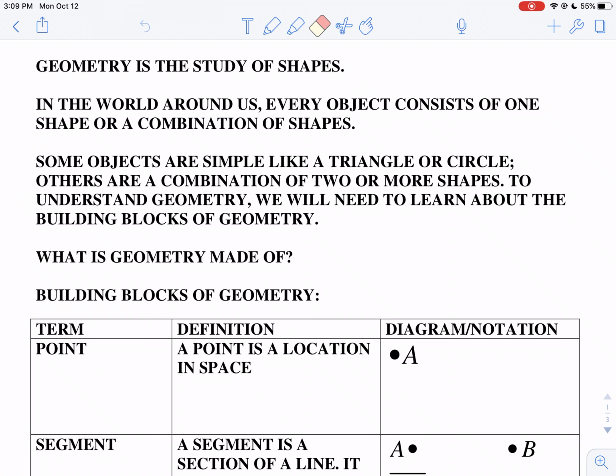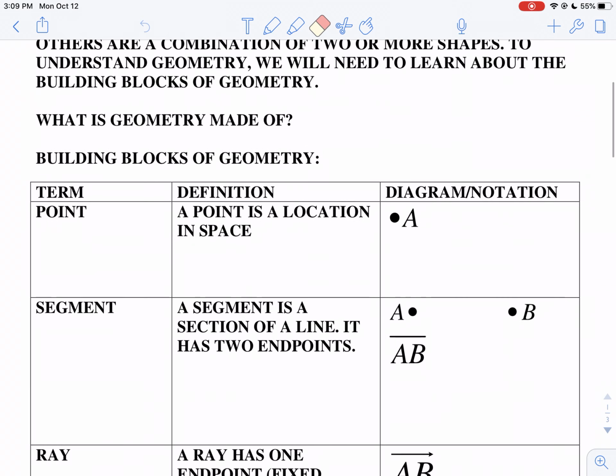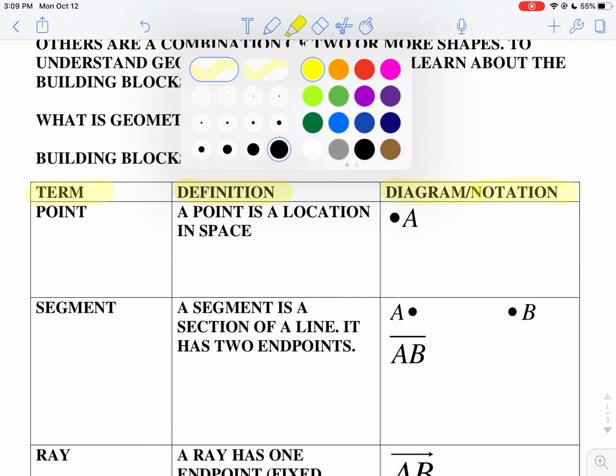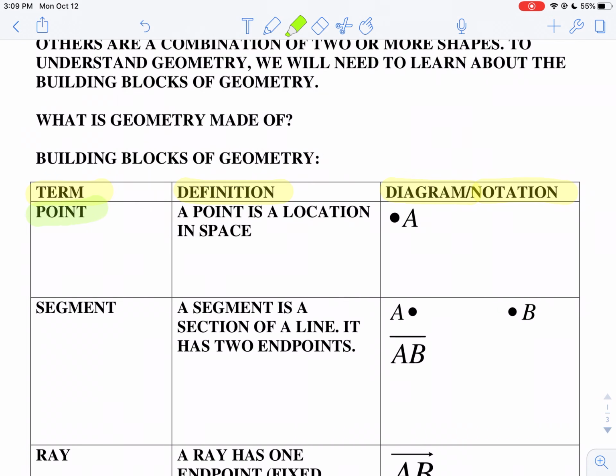So I have a table here and I am going to go ahead and define each term, okay? So you have the term in the first column. In the second column, you have the definition, usually the formal definition, and then you have a diagram or a notation to accompany that terminology, okay? So the first vocabulary word is point, okay?